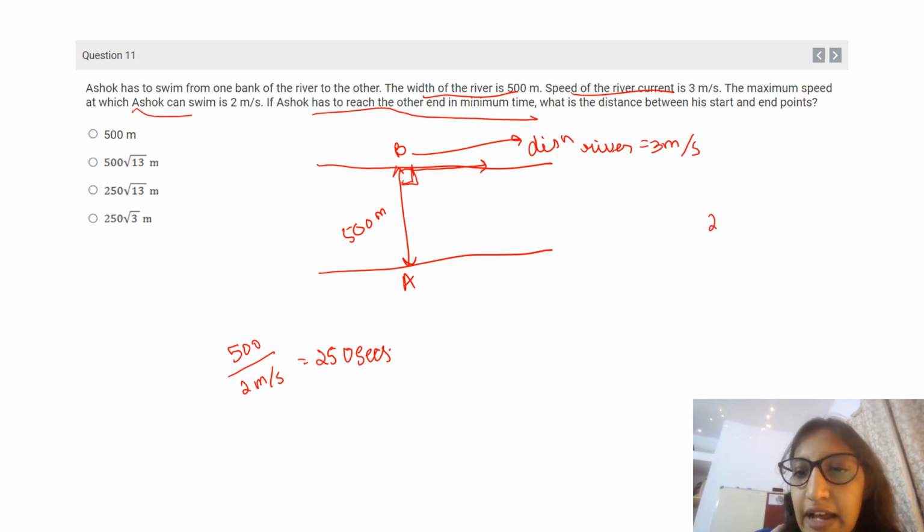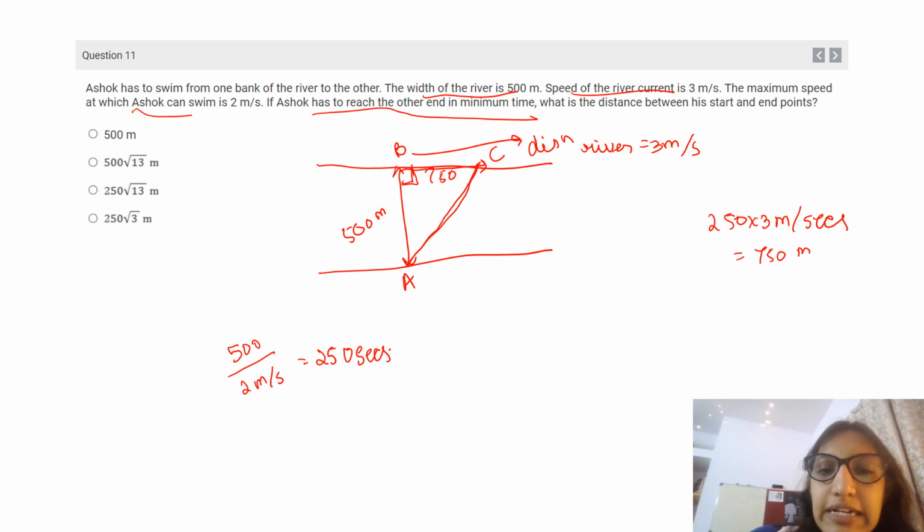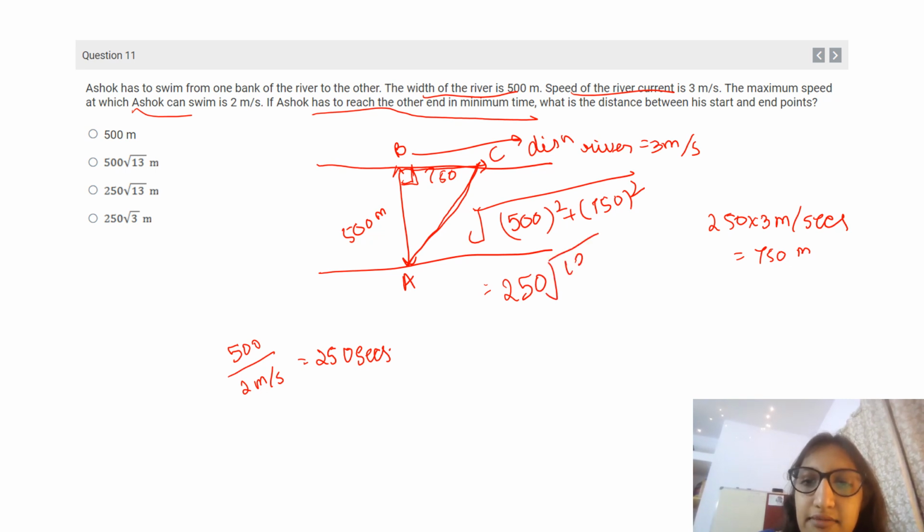So how much he'll travel is 250 into 3 meters per second. That gives you 750 meters, right? Now this is his end point. So what is the distance between his start point and end point? This is simple Pythagoras theorem. If you solve this, just take out the common multiples and I think you should get 250 root 13. Okay, this is simple.